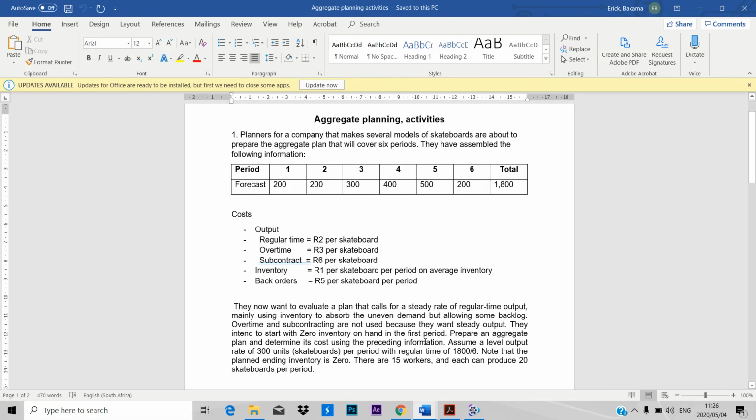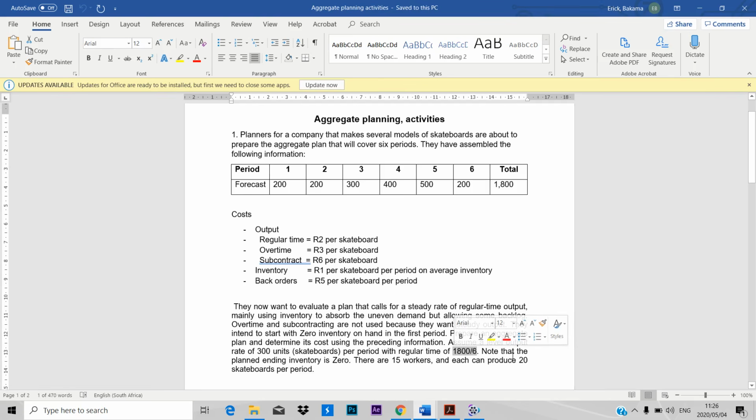They intend to start with zero on-hand inventory, prepare an aggregate plan, and determine the cost. Assume the level rate is 300, which is the regular output. This is what the company produces every period: 300 per period. With regular time, we take 1,800 divided by 6, and that leads us to our 300. This just shows us where they got the 300.